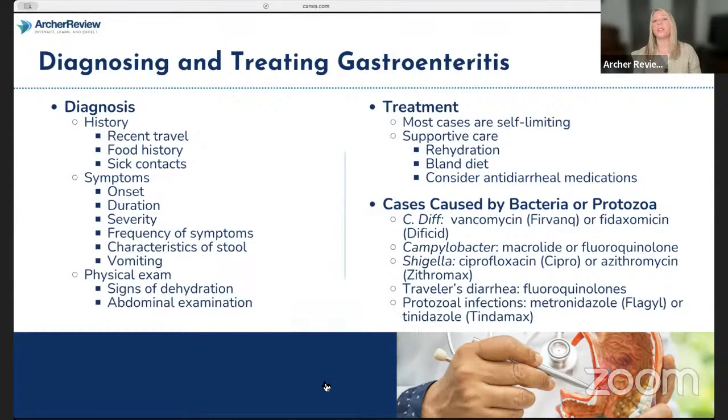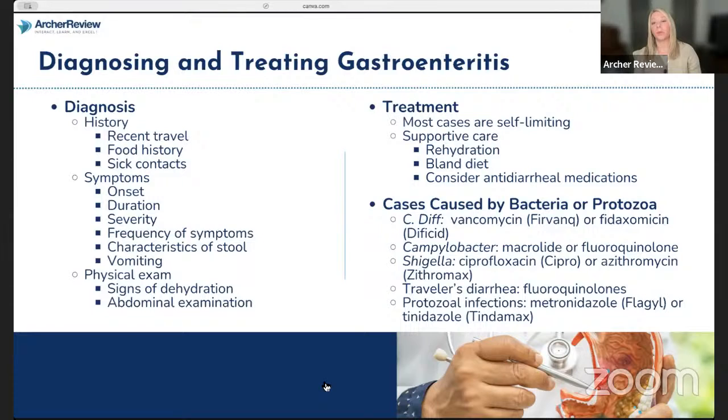Now, of course, we're looking for signs of dehydration, so be sure to look at mucous membranes, make sure they're not dry, check for skin turgor, and then, of course, with any GI complaint, we're going to do an abdominal exam. So treatment-wise, you might have heard of this referred to as a 24-hour bug, and that's true. Most cases are self-limiting, so we'll focus on supportive care.